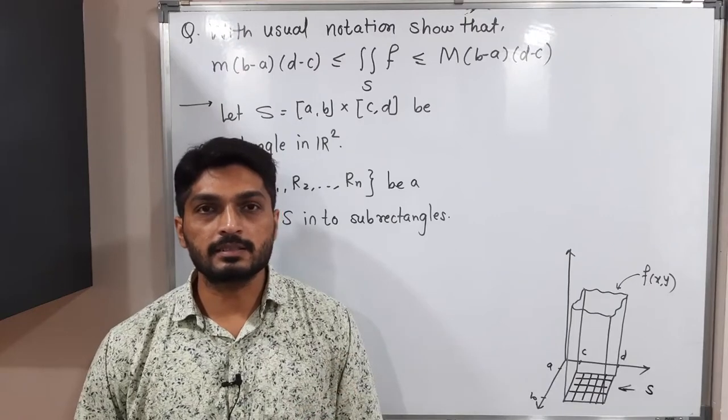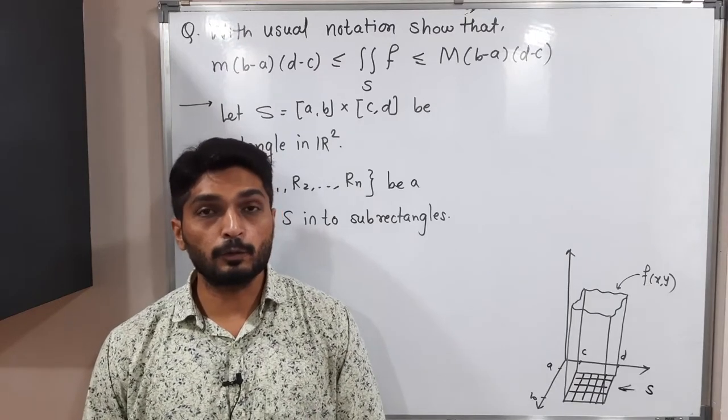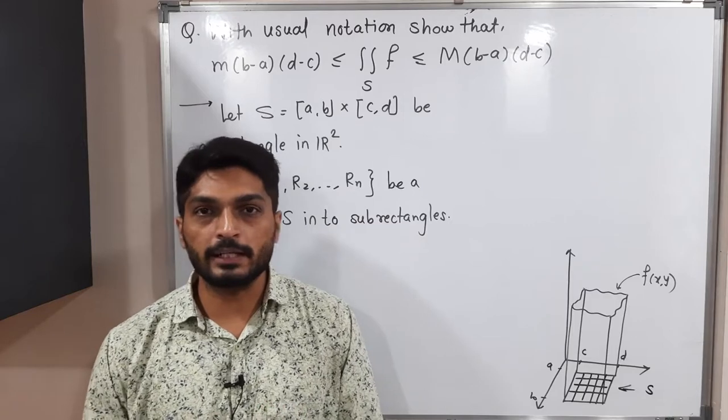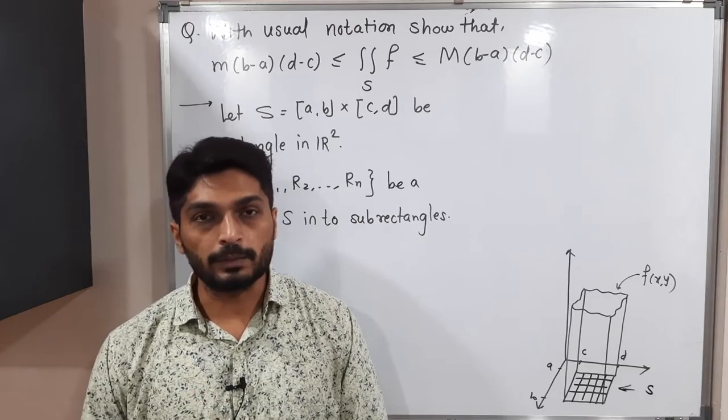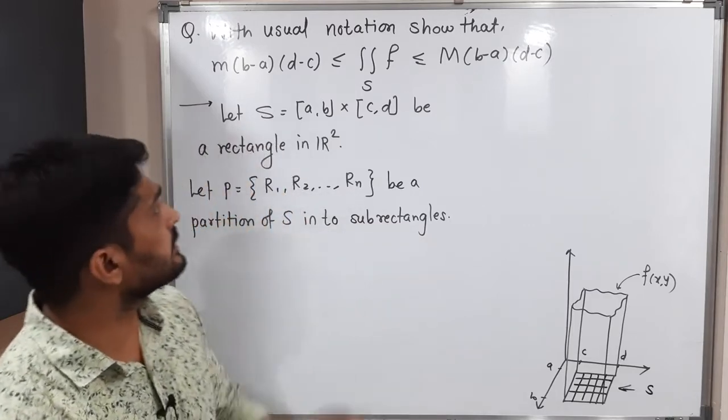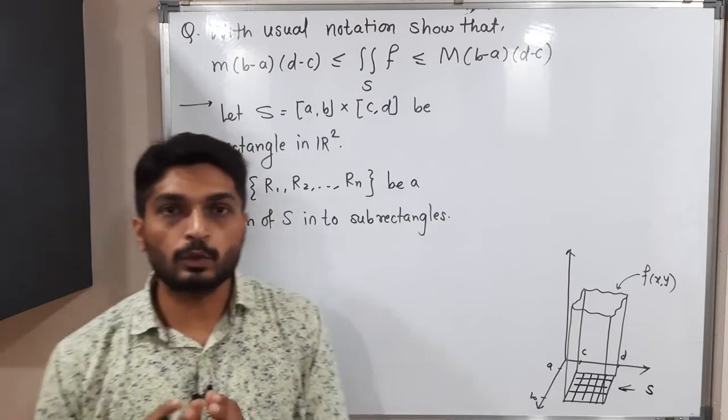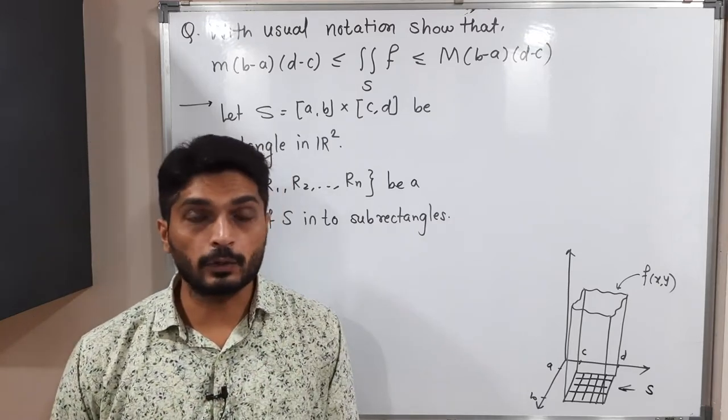Everyone, let us discuss this example. In this example, we have to prove this inequality with a standard notation. So let us start to prove it. So we consider a set S which is equal to AB cross CD. It's a rectangle in R2, getting?